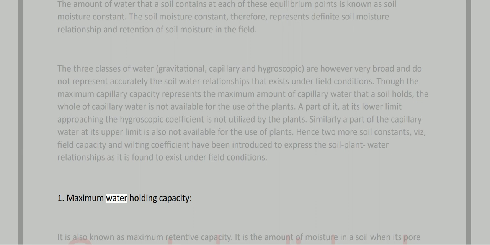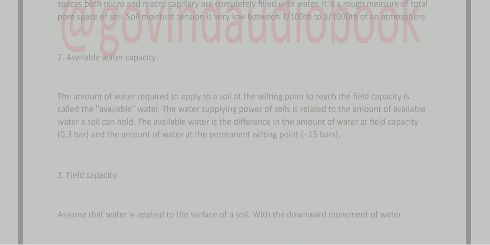1. Maximum water holding capacity. It is also known as maximum retentive capacity. It is the amount of moisture in a soil when its pore spaces, both micro and macro capillary, are completely filled with water. It is a rough measure of total pore space of soil.